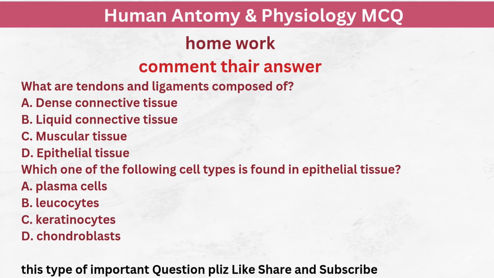What are tendons and ligaments composed of? A. Dense connective tissue, B. Liquid connective tissue, C. Muscular tissue, D. Epithelial tissue. Which one of the following cell types is found in epithelial tissue? A. Plasma cells, B. Leukocytes, C. Keratinocytes, D. Chondroblasts.